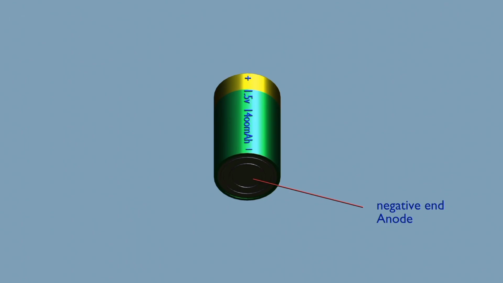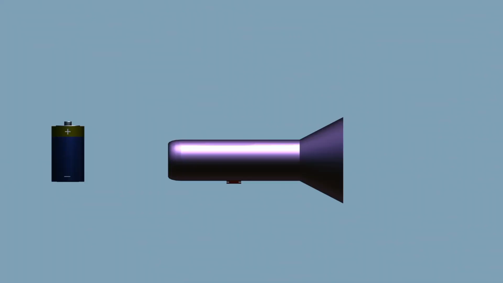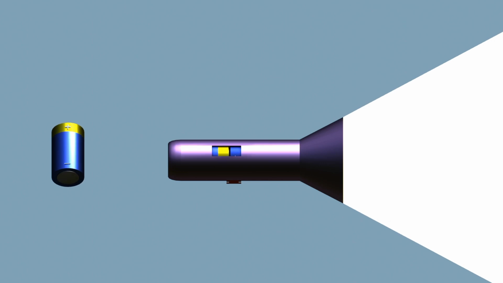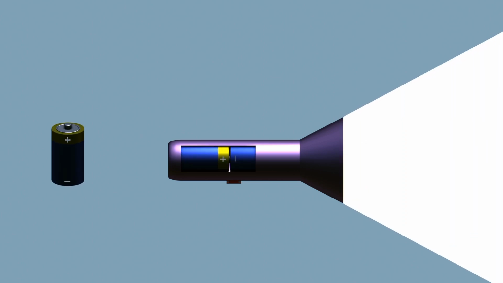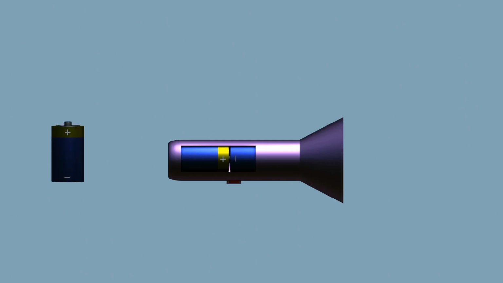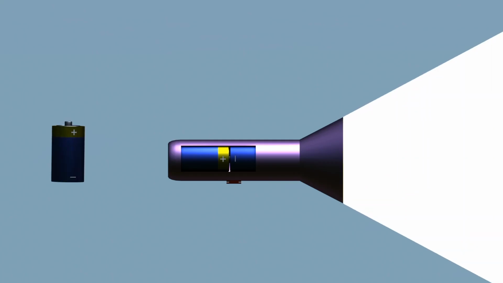What is a battery? A battery is a device used to store energy for later use in different applications. We use batteries to power small electrical devices such as a flashlight. The energy is stored as chemical energy, and this can be converted into electrical energy when we need it.